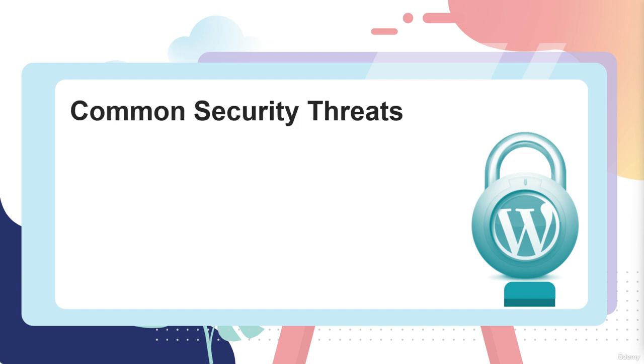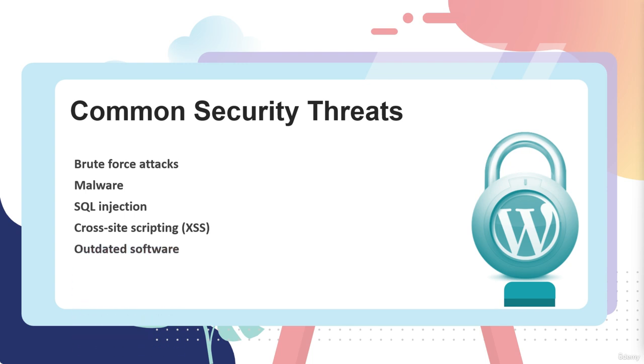Some of the most common threats to WordPress sites include brute force attacks, which means automated attempts to guess your login credentials; malware, which means malicious software that can infect your site and steal data; SQL injection, exploiting vulnerabilities in your database queries; cross-site scripting, which means injecting malicious script into your site's content; and outdated software, which means running old versions of WordPress, themes or plugins that have known vulnerabilities. Understanding these threats helps you recognize the importance of implementing security measures.